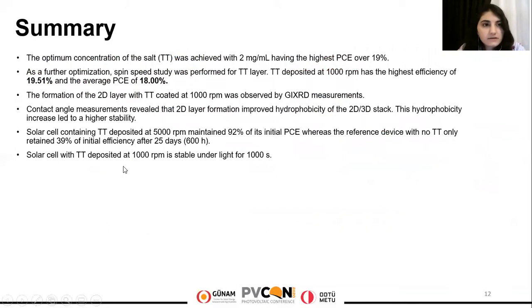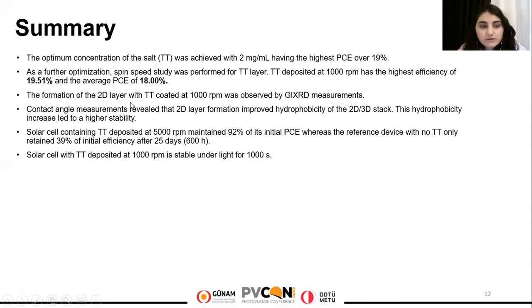If I summarize my results, I can say that we obtained the optimum concentration with 2 mg per milliliter TT salt. As a further optimization, we tried to change the spin speed of TT in order to get the best device. This time, we observed that 1000 RPM had the highest efficiency, over 19%. Also, the average efficiency was 18%.